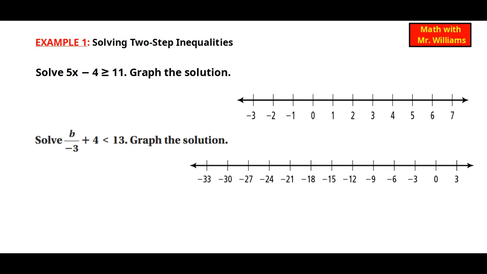Math with Mr. Williams, Example 1. Solving two-step inequalities. Solve 5x minus 4 is greater than or equal to 11. Graph the solution. So let's start off by writing down our inequality. So we have 5x minus 4 is greater than or equal to 11.